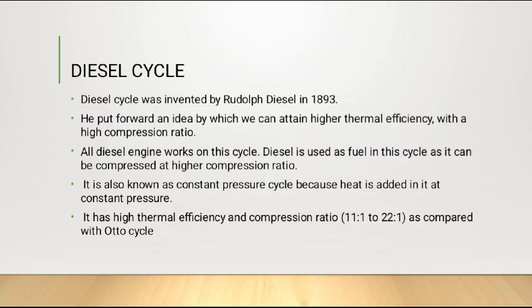In the previous one, the Otto cycle, heat is added in a constant volume process, and the diesel cycle is also called the constant pressure cycle. It has high thermal efficiency and a compression ratio of 11 to 1 to 12 to 1 as compared with the Otto cycle.